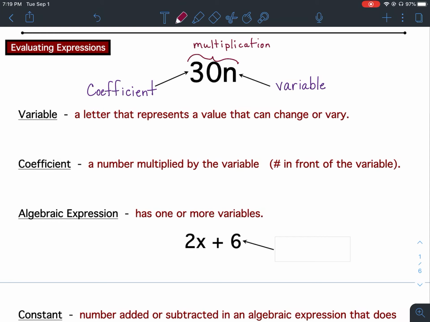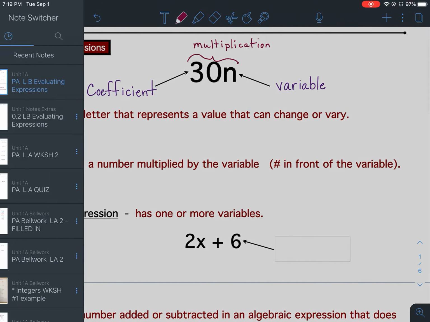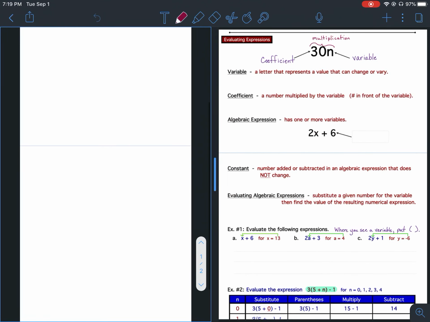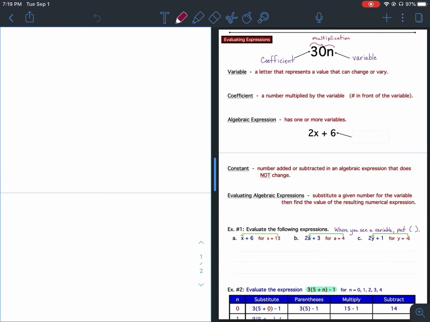Algebraic expression. An algebraic expression has one or more variables. Well, before we talk about an algebraic expression, we need to talk about what an expression is. If you had 5, that is an expression. 5 plus 2 is an expression. 3 minus 8 is an expression. Those are numeric expressions. If I put a variable with it, it now becomes an algebraic expression.